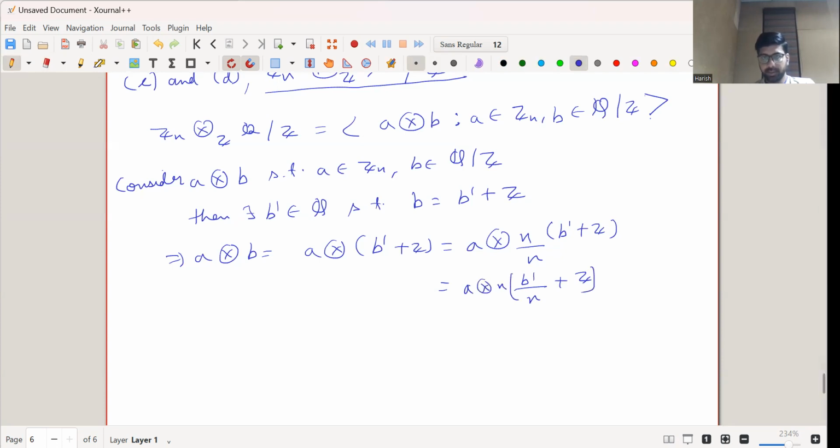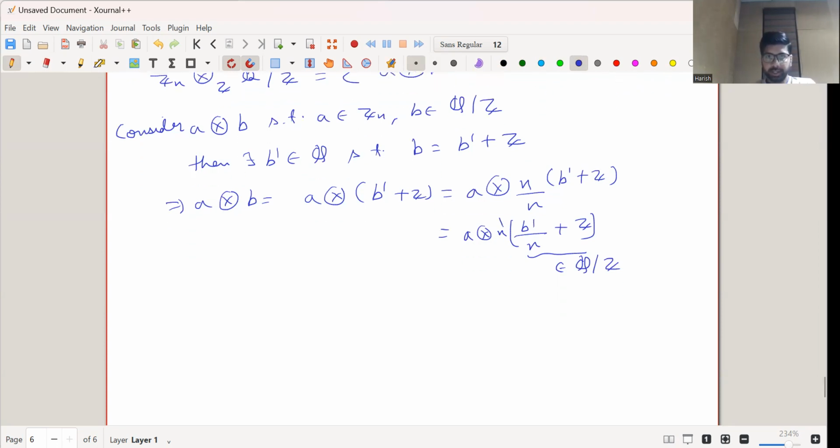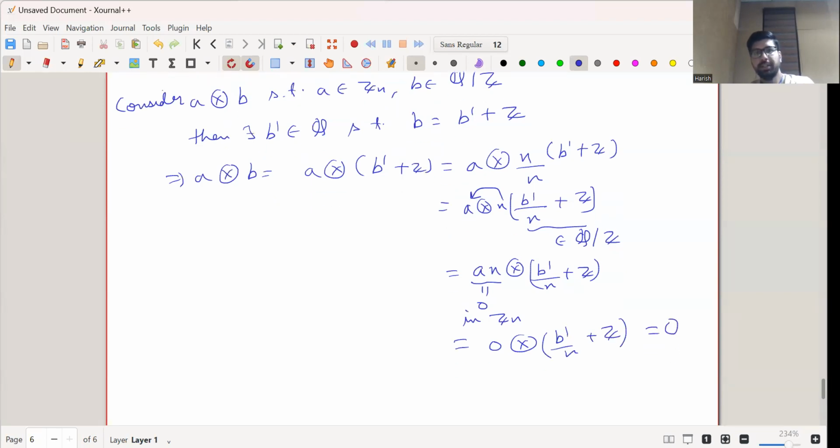Times n. This makes sense because B' is a rational, B' by n is also rational, and so this belongs to Q by Z. So this makes sense, right? And this n you can take here to make it 0. This is A n tensor with B' by n plus Z, and this An is 0 in Zn. Thus, you have 0 tensor with something.